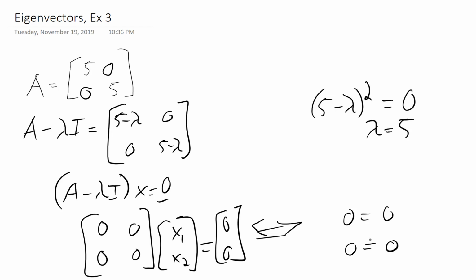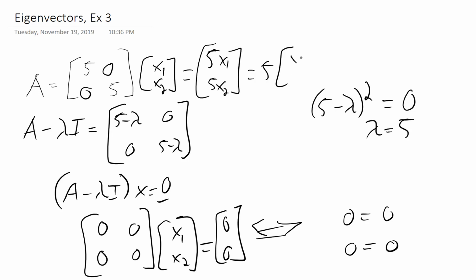In point of fact, if you take any two-dimensional vector x times A, you get back 5 times that vector. As one could figure out, because if we have x1 and x2 here, what we'll get is 5x1 there and 5x2 there, and that is just equal to 5 times (x1, x2). So that's interesting. We don't really have any constraints. In fact, any old vector is an eigenvector of this matrix with eigenvalue 5.